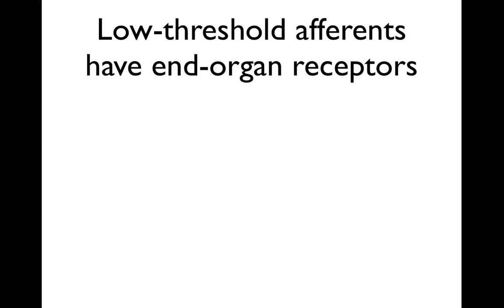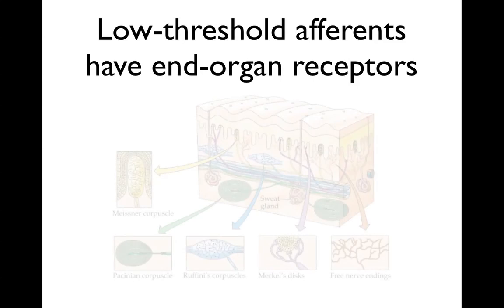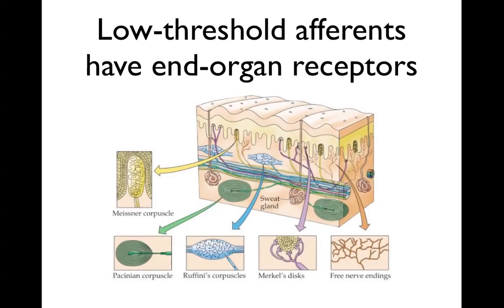So if we take a look at low threshold afferents for a minute, these are the A beta ones we just talked about, we'll see that they have end organ receptors. Their A beta nerves will go into a complex end organ receptor, which is made up of separate cells or numerous cells, depending on its construct. These are, for example, the Meissner's corpuscle and the Pacinian corpuscle, which detect sudden change in movement, and the Ruffini's corpuscles and the Merkel's discs, which detect slowly adapting movement, so slow change and increases in pressure within the skin.